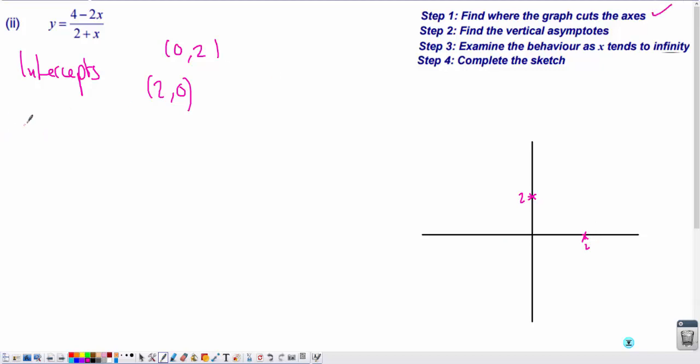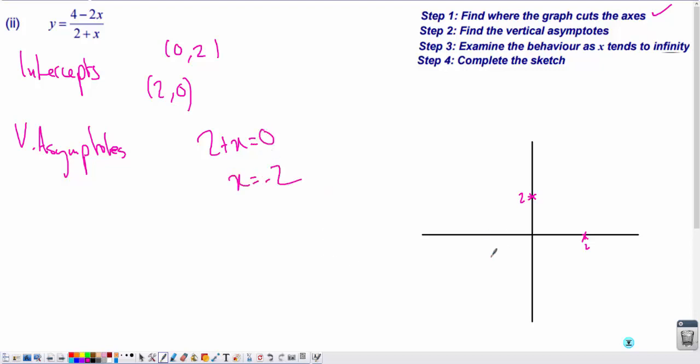Next thing, asymptotes. An easy one to do first is the vertical asymptote. You could probably just write the whole word. I didn't really save much time. Okay, so vertical asymptotes: a vertical asymptote is when your denominator is equal to 0. So it's when 2 plus x is equal to 0. That gives you x equals minus 2.